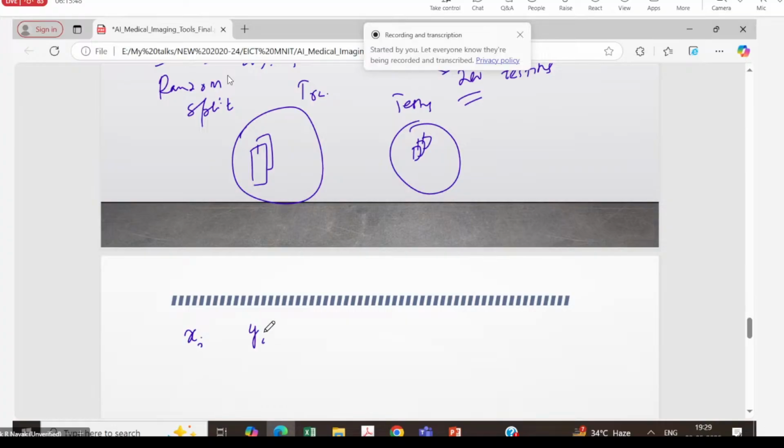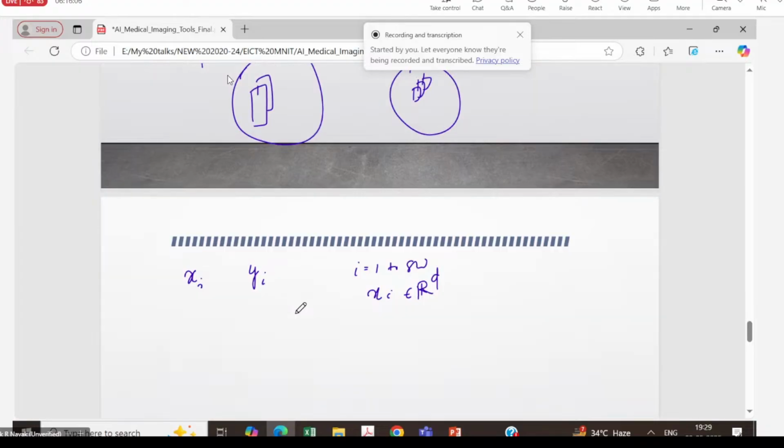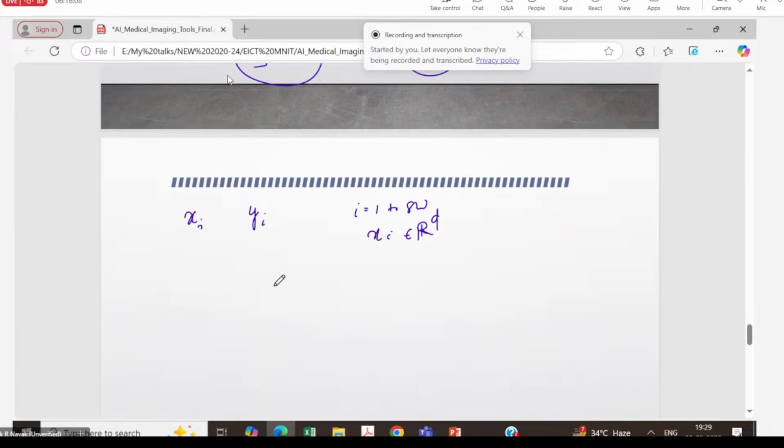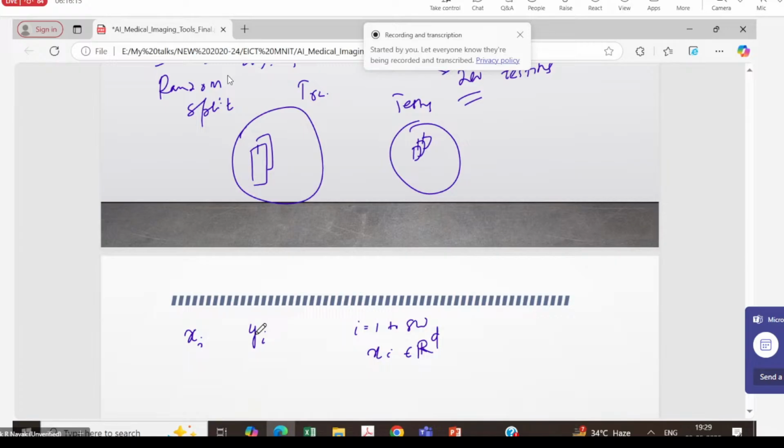Let's say Xi and Yi, where i varies from, let's say, 1 to 800, and these are all training samples, where Xi is nothing but a vector, for example, having dimension D, and all values are real values. If this type of scenario is given to you, you can directly apply the machine learning classifiers. You can directly train them and pass these vectors into the machine learning models. But we don't have features. We don't have attributes. What we have is only the images.